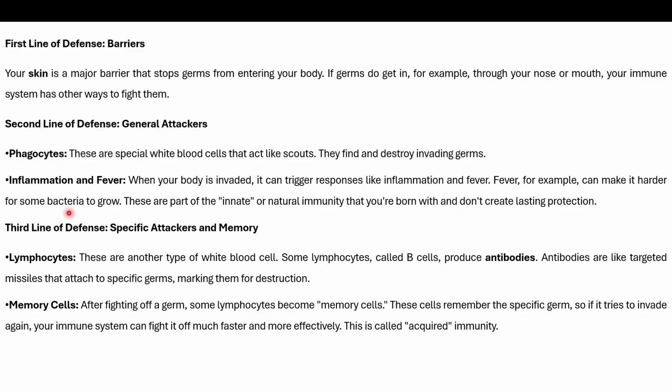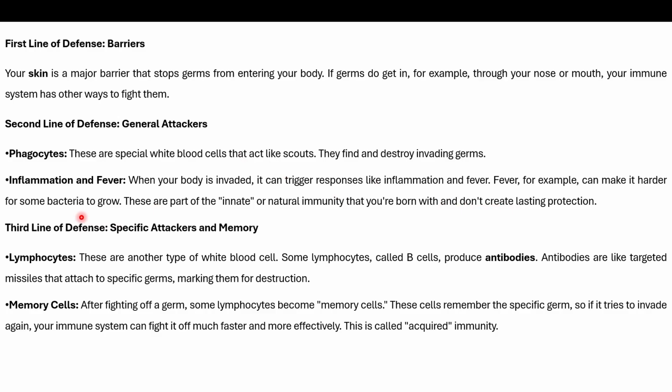And so overall, this is something that we are always born with. We don't have to specially produce this inside our cells, and we don't get it from elsewhere. These are already present in our body by birth. However, these things don't create lasting protection.